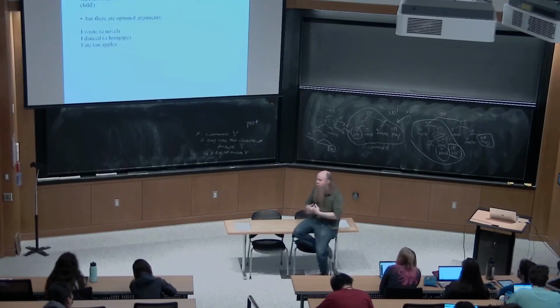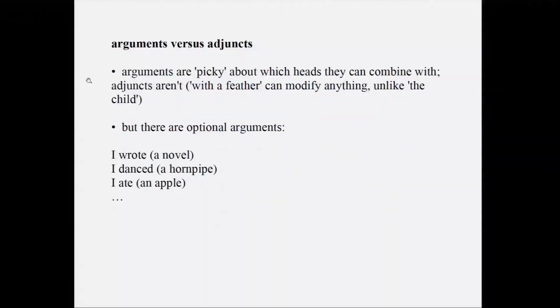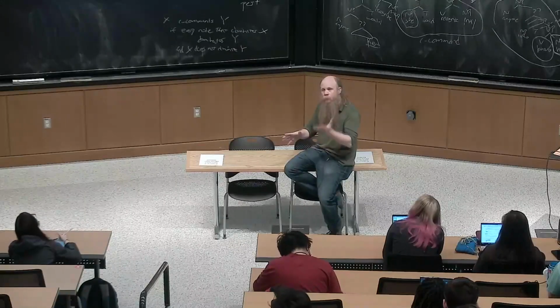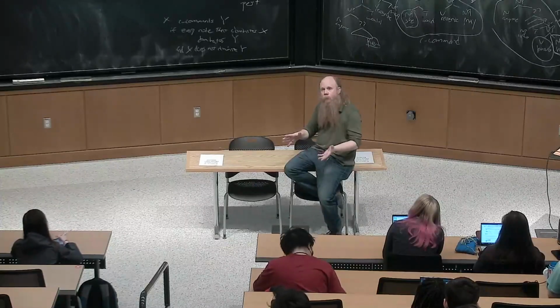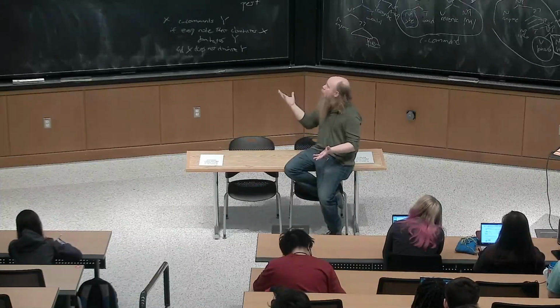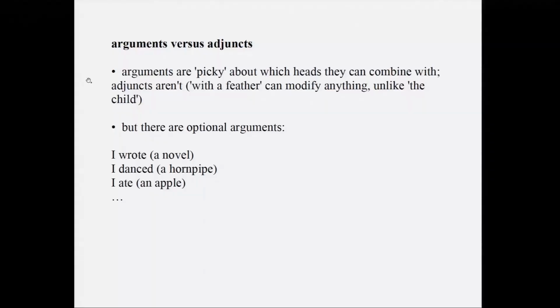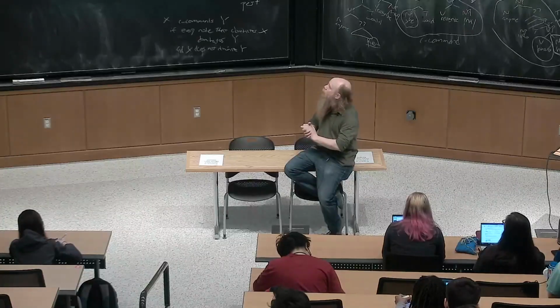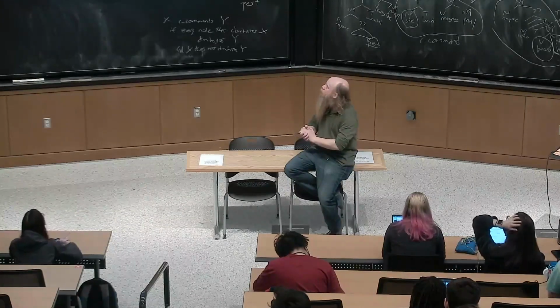Arguments, like direct objects, are picky about which heads they can combine with. So if you're asking, should I put in a noun phrase object for this verb, well, you've got to know what the verb is, whether it's a transitive verb or an intransitive verb. Adjuncts are not. So adjuncts, like with a feather, can combine with anything. There's no selection relation. You don't have to look anything up to find out whether you can merge with a feather.